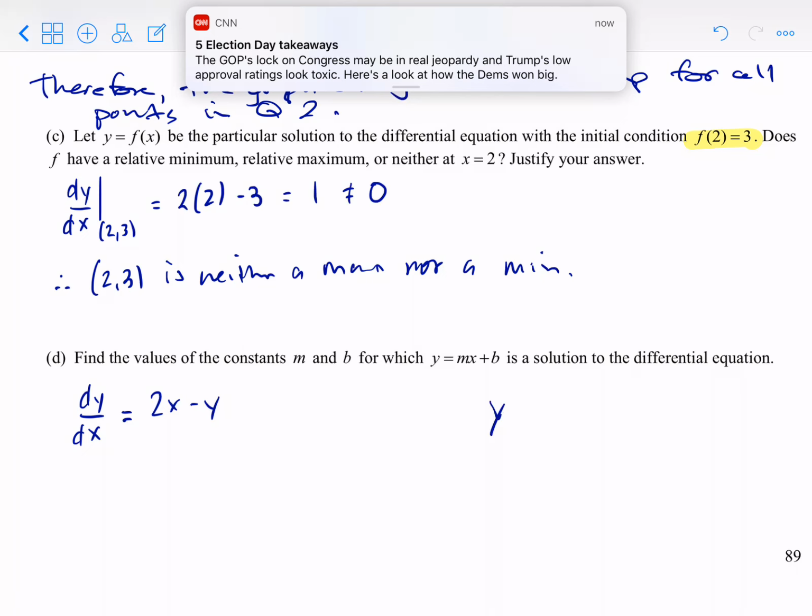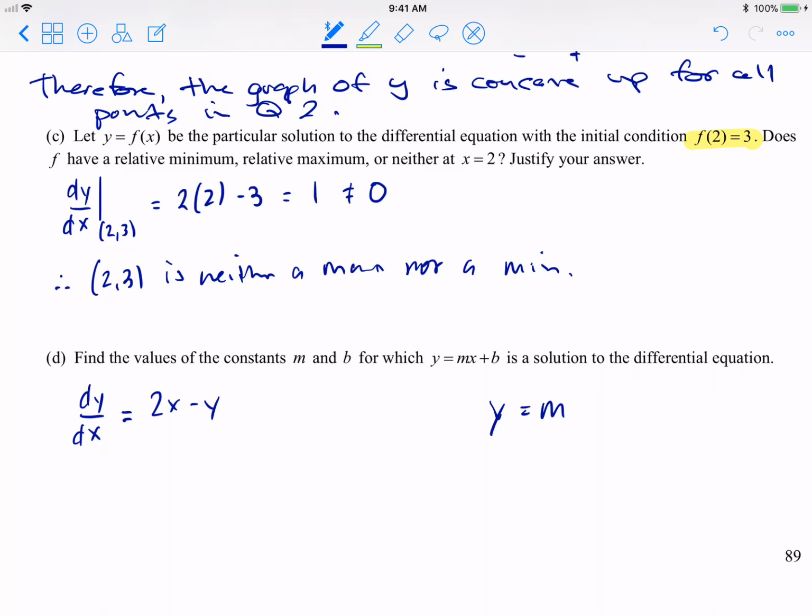And we want y equals mx plus b to be a solution. Okay, well, what do I know? I know that from part b, d squared y over dx squared is equal to 2 minus 2x plus y. Okay, well, if I find the second derivative of the thing that I want the solution to be, I can substitute that in here and see what happens.